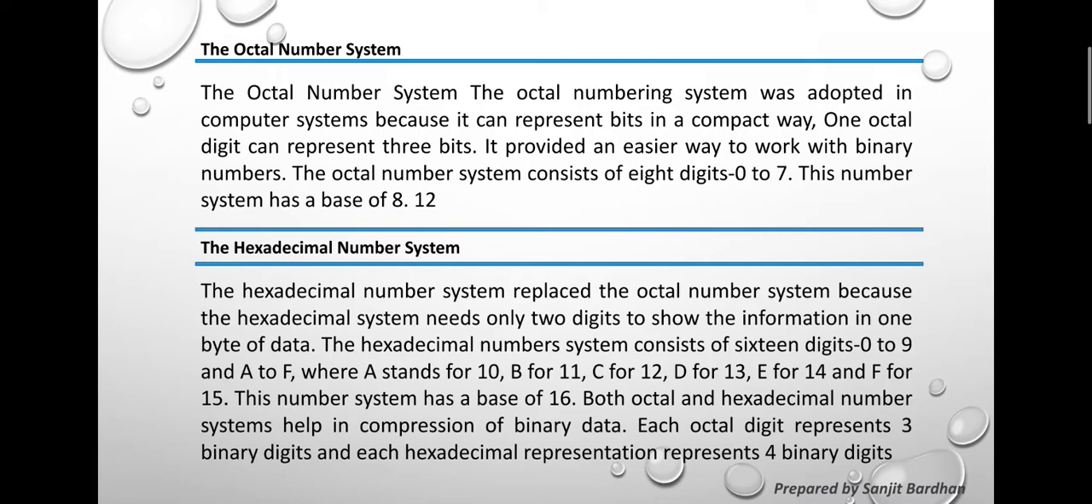The hexadecimal number system consists of 16 digits, 0 to 9, then A to F. That means 0 1 2 3 4 5 6 7 8 9, after 9 we count 10 as A, 11 as B, 12 as C, okay, and so on. Both the octal and hexadecimal number systems help in comparison with binary digits. Each octal digit represents 3 binary digits, and each hexadecimal digit represents 4 binary digits, okay.